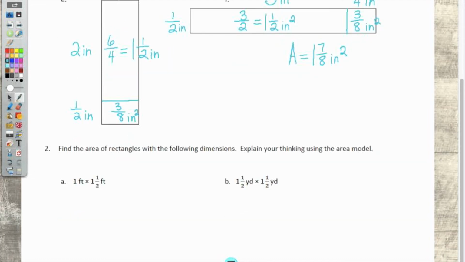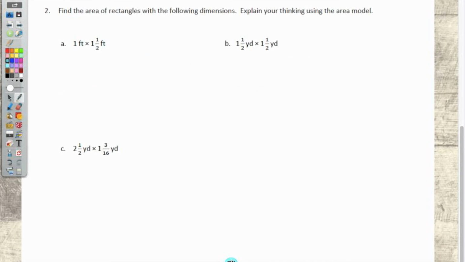Okay, let's do the bottom part. Let's just solve these. So I want you to put 3 equal signs right next to each of them. And let's cross off that area model part. Okay? And let's solve these numerically. So that means I will change mixed numbers to improper fractions. I think I know what the answer to the first one is. Do you think you know what it is? 1 1/2. 1 1/2 feet squared. Let's see if we're right.